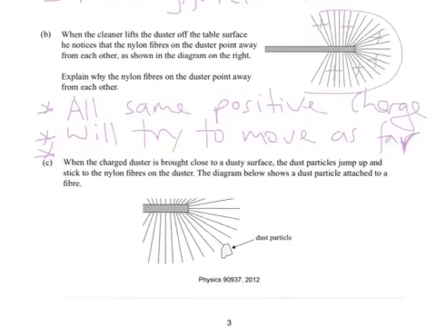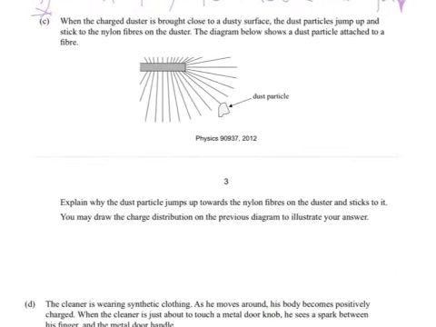Okay, C. When the charged duster is brought close to a dusty surface, the dust particles jump up and stick to the nylon fibres on the duster. The diagram below shows a dust particle attached to a fibre. Explain why the dust particle jumps up toward the nylon fibres and sticks to it. You can draw the charge distribution on the previous diagram to illustrate your answer. So we'll just put the pluses on our fibre there.